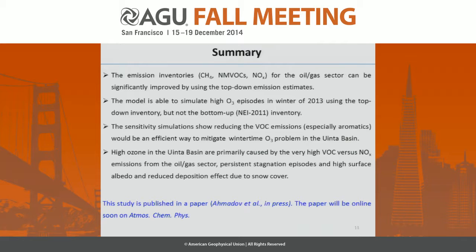And also the sensitivity simulations show that reduction of VOC emissions would be very efficient to mitigate this ozone problem in the Uinta Basin. And the model results tell us the high ozone in the Uinta Basin is primarily caused by the very high VOC emissions versus NOx emissions from the oil and gas sector. This is very different than urban areas. Persistent stagnation episodes, high surface albedo, and reduction in deposition due to snow cover also contribute.